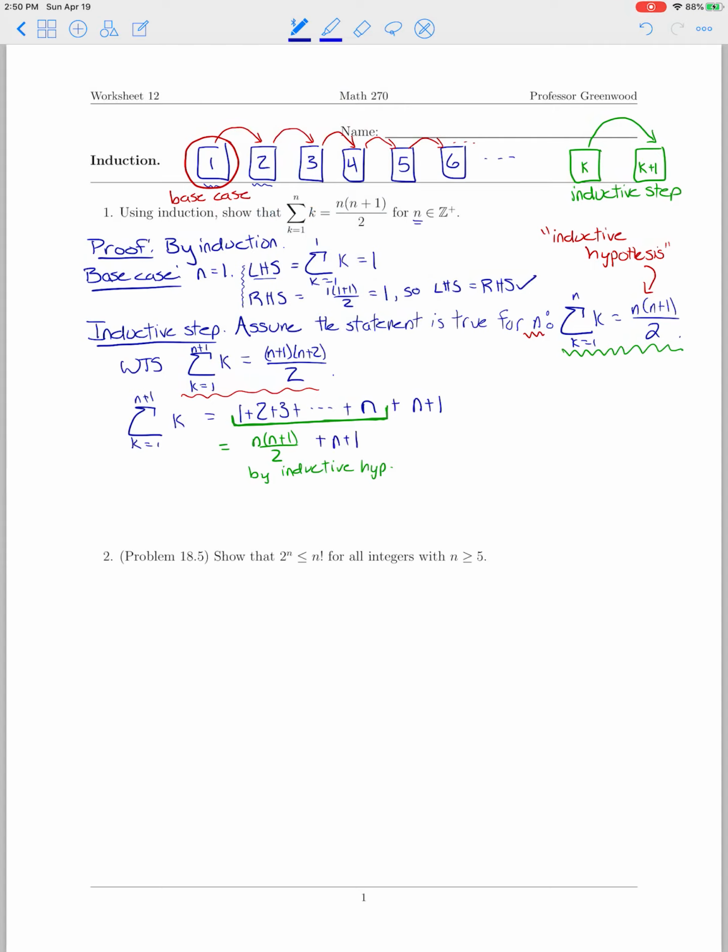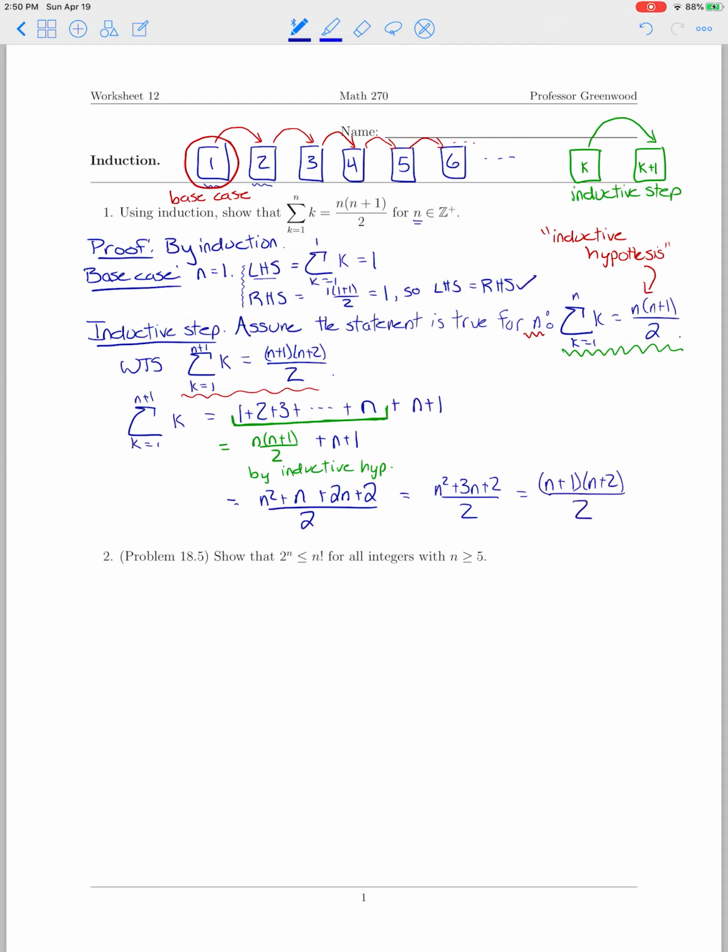And so now I just have to do a little bit of tidying. I'm going to have to find a common denominator, and I am also going to have to expand the numerator in the first term. And so that's an n squared plus n in the first term. And then I get a plus 2n plus 2 when I put everything over 2. And so if I simplify that, that's n squared plus 3n plus 2 over 2. And now I just need to factor it. And so that's n plus 1 times n plus 2 over 2.